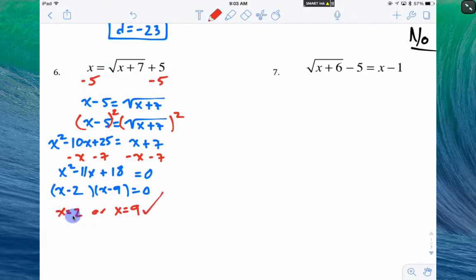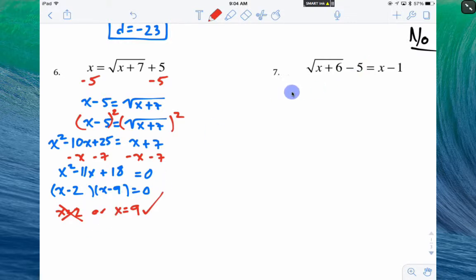What about x equals 2? If x were equal to 2, 2 plus 7 is 9. The principal square root of 9 is positive 3. Positive 3 plus 5 is 8, which is not equal to 2. So this solution does not work. And so in this case, it happened that only one of our two potential solutions worked. But sometimes they're both going to work. Perhaps sometimes neither of them will work. So there's no guarantee that a specific number of them is going to work. You always got to check them both.